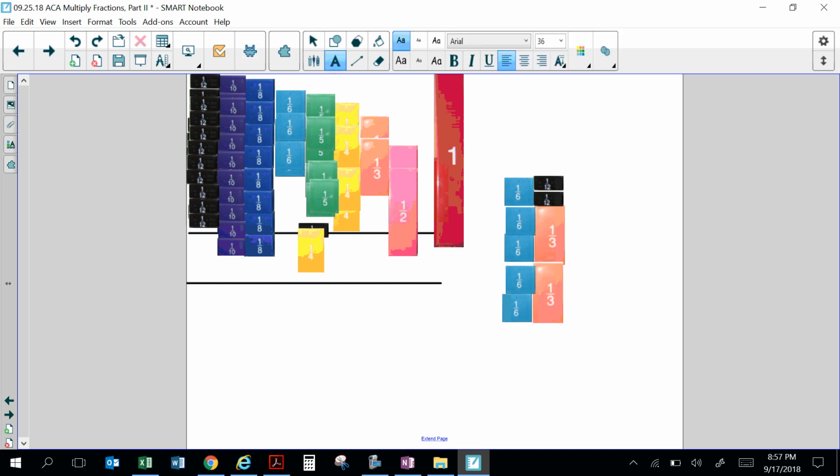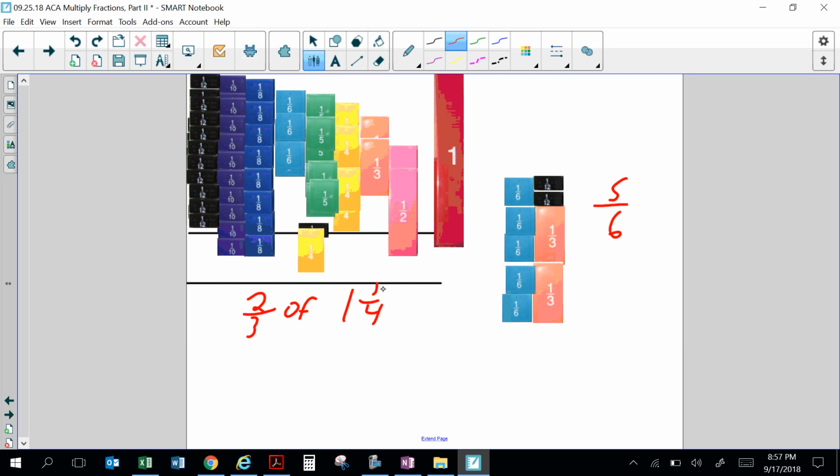But how can I solve this mathematically? So she ate 2/3 of 1 1/4 pizza. Of means multiply. We are multiplying fractions. This lesson is about multiplying fractions. How can you rewrite this mixed number as an improper fraction? Do you remember how from elementary school? 1 times 4 is 4, plus 1 more is 5/4.